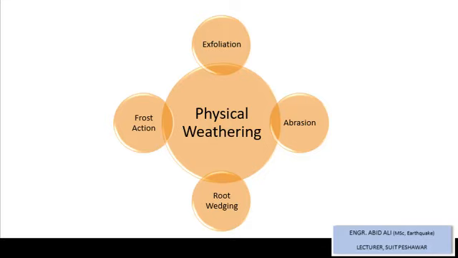So let's dive a little deeper into physical or mechanical weathering and look at some different examples. For our purposes, we are going to break this into 4 specific types. Number 1 is called frost action. Number 2 we have exfoliation. Number 3 we have abrasion, and number 4 is root wedging.